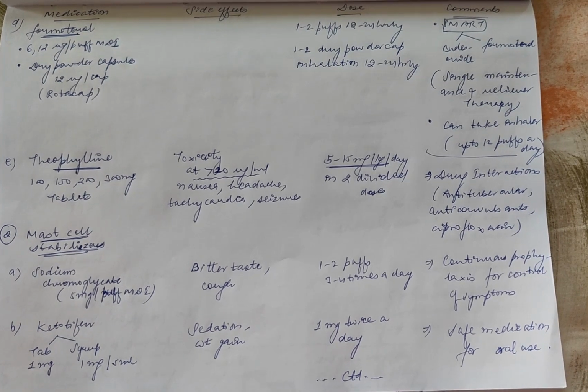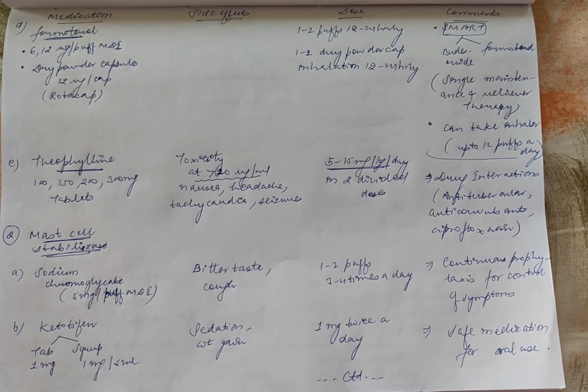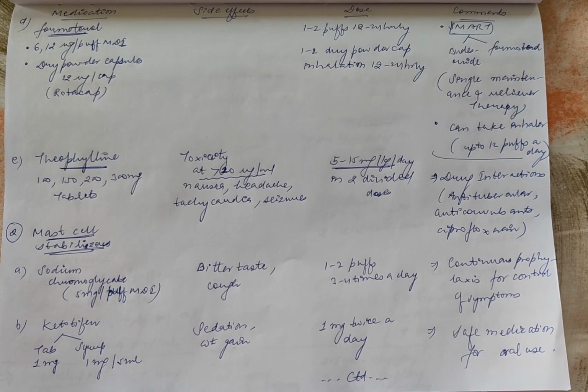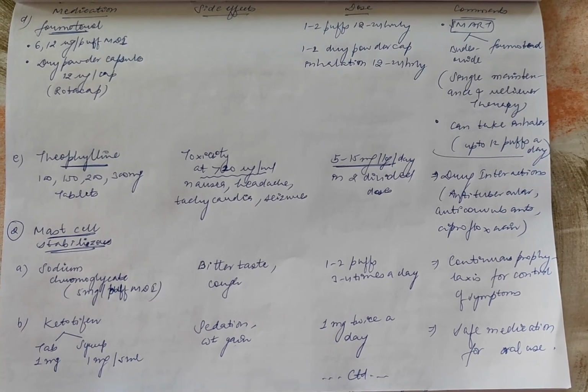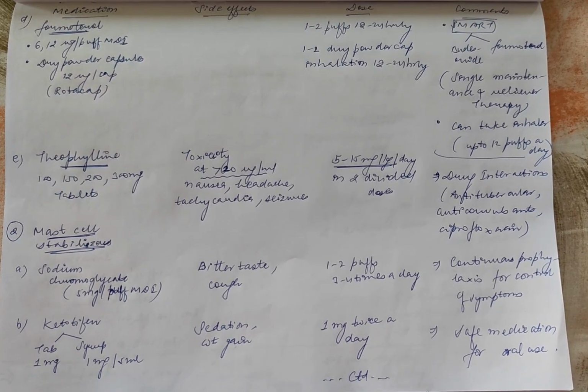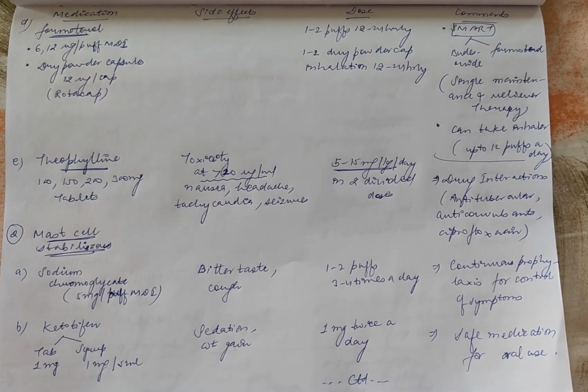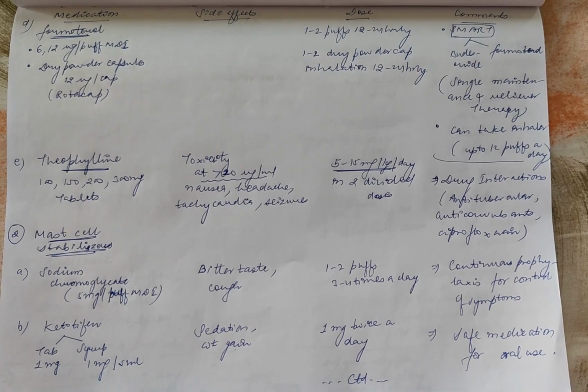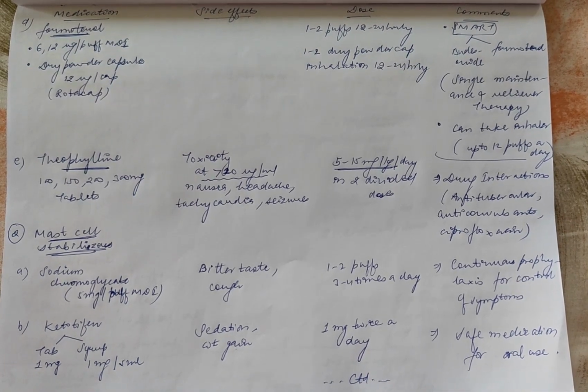Second is ketotifen. It is available either in tablet form, that is 1 milligram, or syrup form, that is 1 milligram per 5 ml, and causes sedation and weight gain as side effects. It's given as a dose of 1 milligram twice a day, and it's a safe medication for oral use.